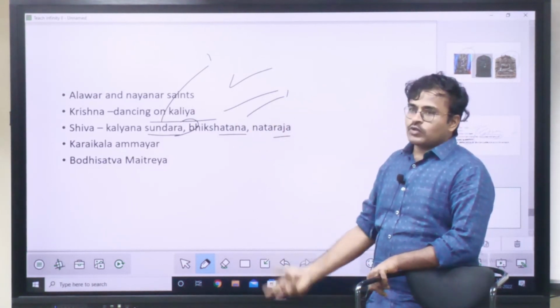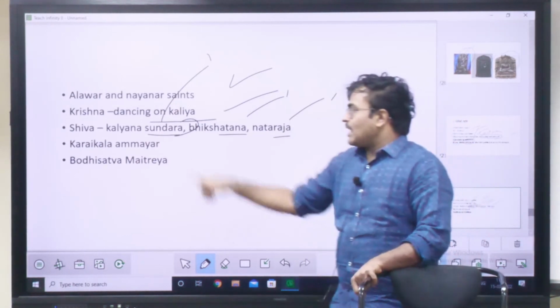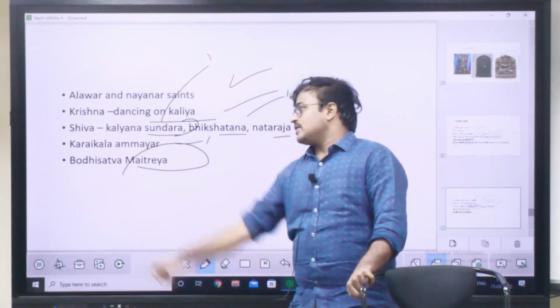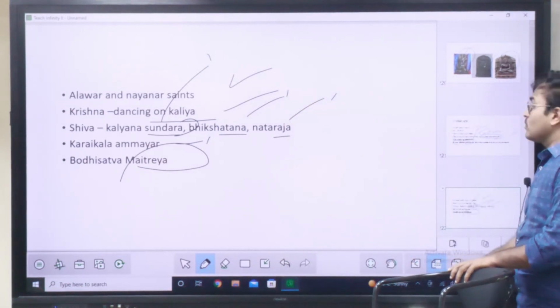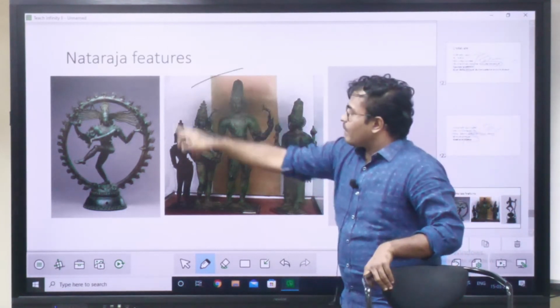Bhikshatana: there is Shiva in begging pose. Nataraja pose. Then Karaikal Ammayar, she is a Nayanar saint. And they also depicted some Buddhist images like the Maitreya image.